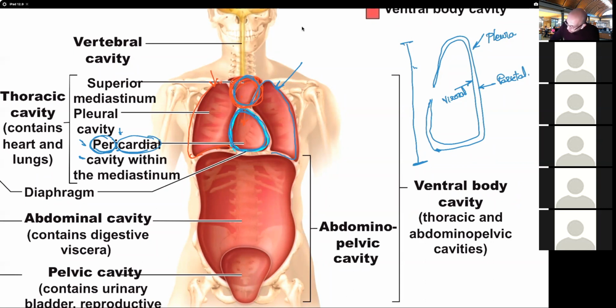The part of the mediastinum that is located above the heart, so the heart is going to be located in here. The space located above the heart itself is included in the mediastinum with its cavity, its pericardial cavity. The part of the mediastinum that is located above the heart is what we call the superior mediastinum. So again, when we look at the thoracic cavity, it has two main cavities, the pleural cavity and the mediastinum.